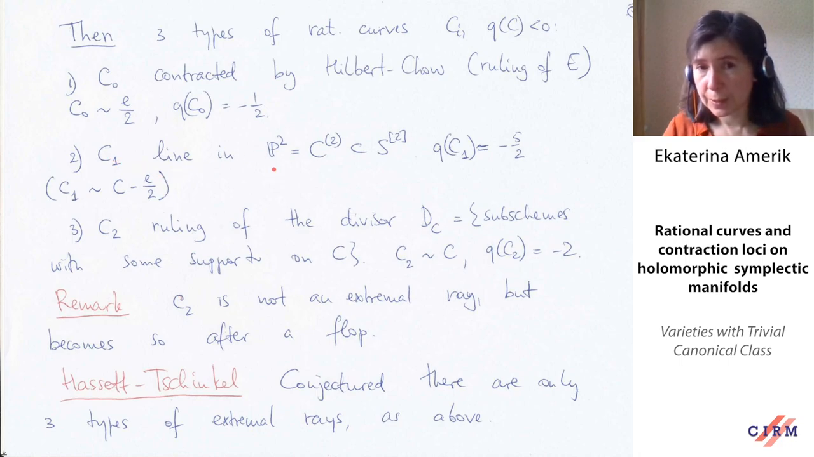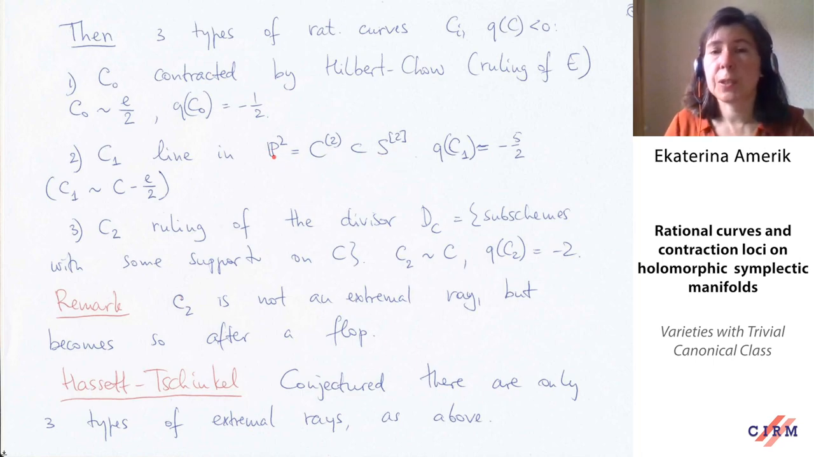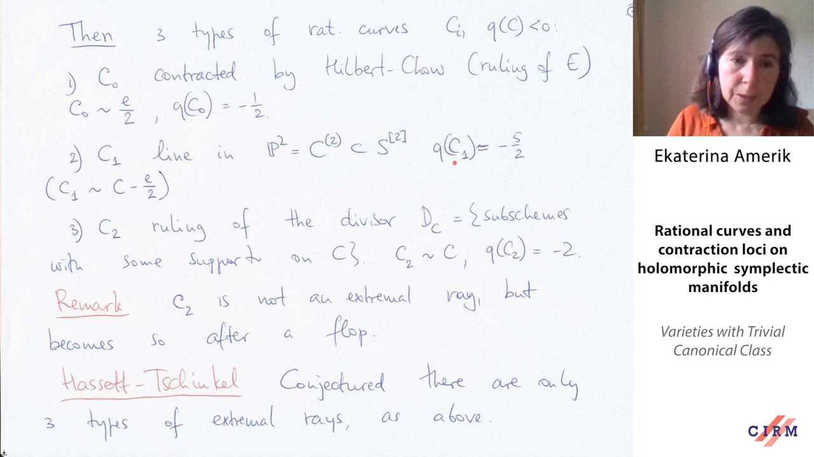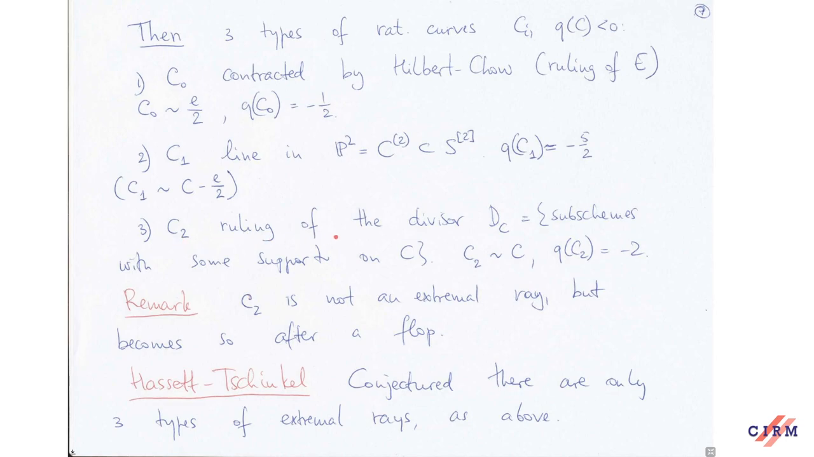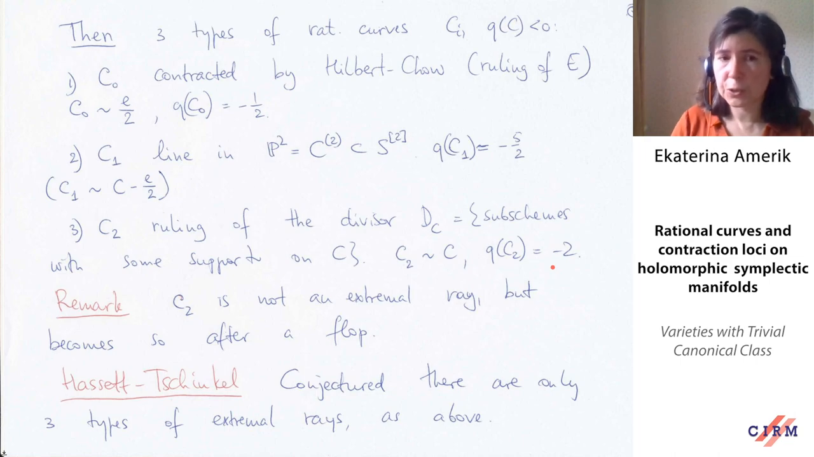Then you have these lines in the Lagrangian P2, which I have also said a few words about already. So you have C^(2) lying in S^(2), and C^(2) is just P2, C1 is a line in this P2, and you can compute that the Beauville-Bogomolov square of this is minus 5/2. And then you have this C2, which is the ruling of the corresponding divisor. So you have the divisor of subschemes with some support on C, because generically it's a P1 bundle, but it's quite singular. And then you see that this q of C2 is in fact an integer class, not just a rational class, and its q is minus 2.